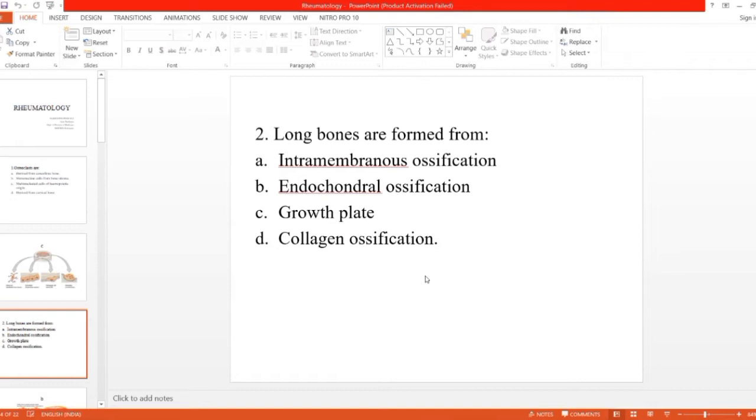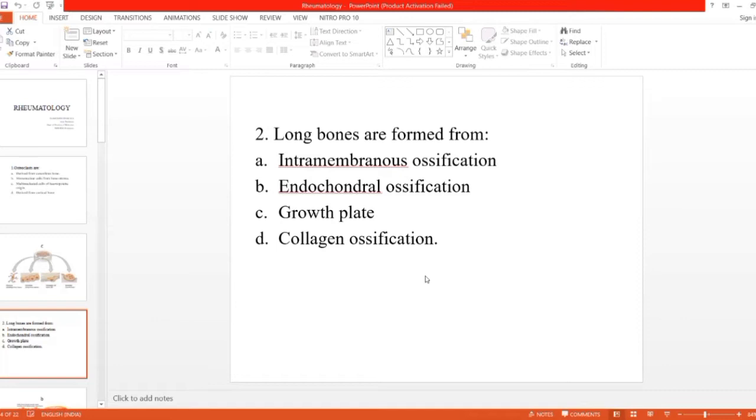Then option C, growth plate. What is the growth plate? We all know that the epiphyseal end consists of the remnant of the bone formation, which consists of osteocytes, and it is responsible for the lengthening of the bone. And the option collagen ossification. Regarding collagen, we all know that collagen is a protein, and it is responsible for the structure of our body.